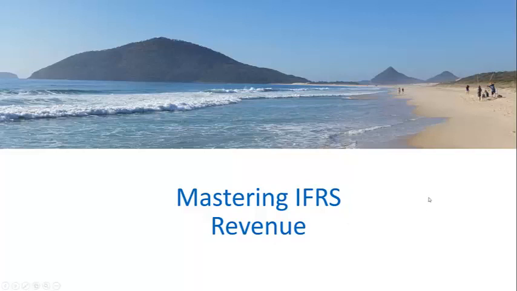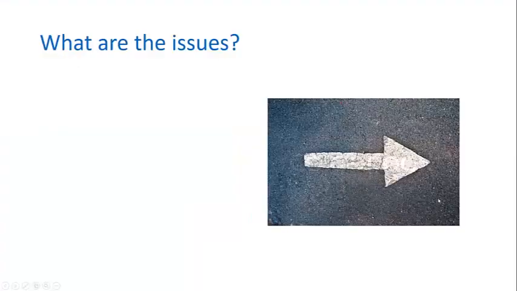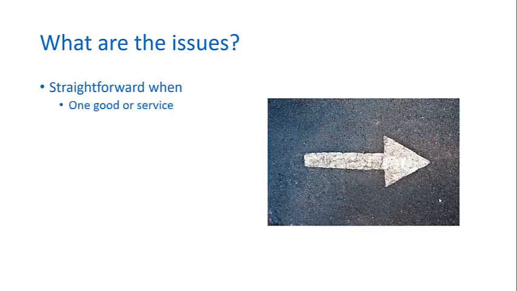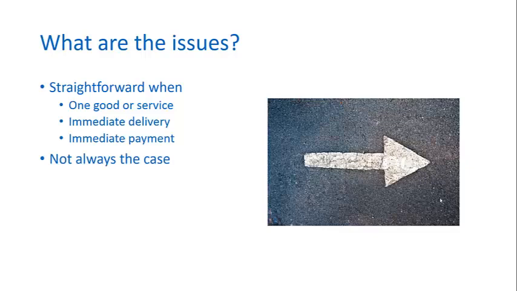One of the most significant accounting standards in terms of determining firm performance is revenue, and in particular when revenue is recognised. Now, the recognition of revenues might not seem to be a particularly problematic issue, and that would be true when revenues are derived from the provision of only one good or service, when that good or service is subject to immediate delivery, and where payment is made immediately. In those circumstances, when to recognise revenue is, let's be perfectly honest, not very difficult. However, that's not always the case.